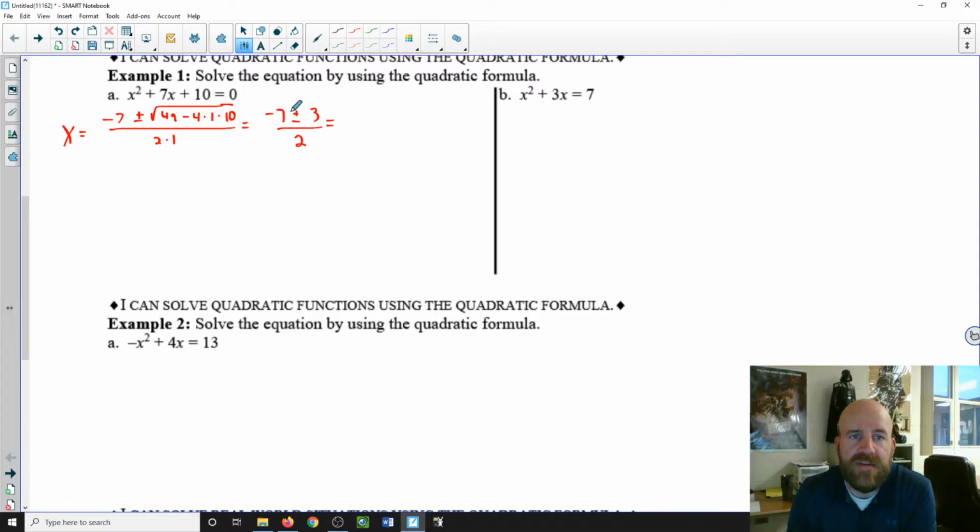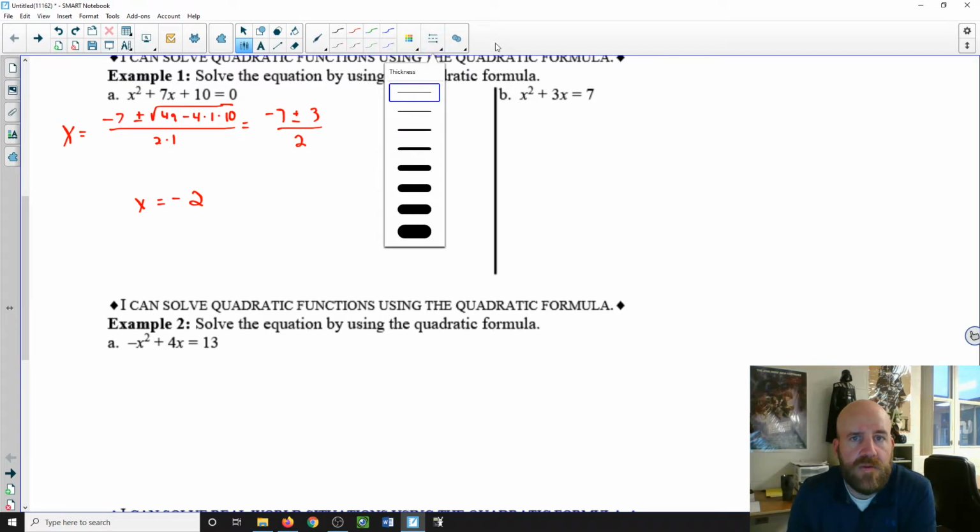So we have negative 7 plus 3, which is negative 4, divided by 2 is negative 2. So we have an x value of negative 2. And then negative 7 minus 3 is negative 10, divided by 2 would give us a negative 5.